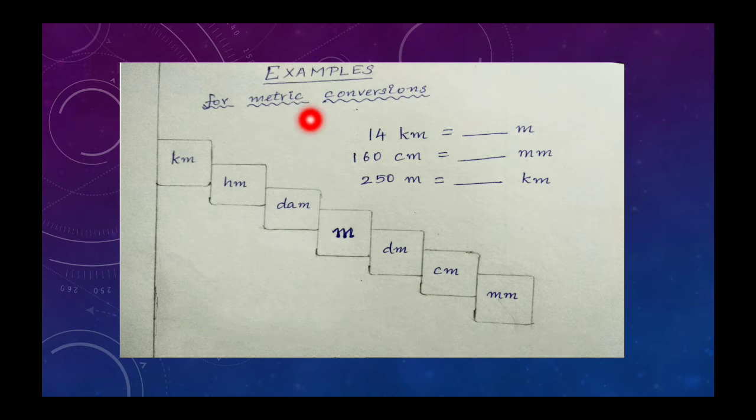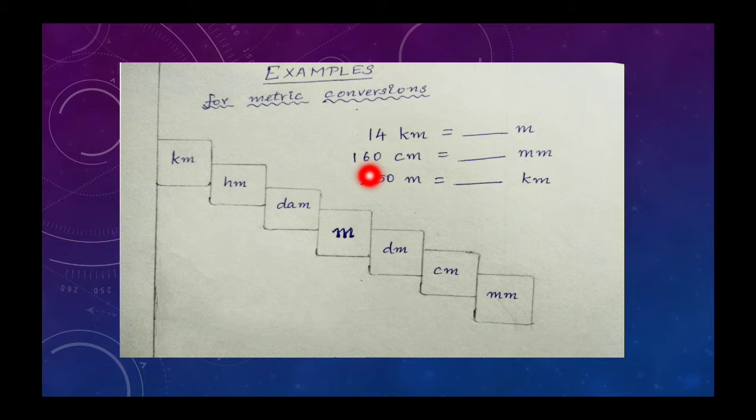Examples for metric conversions. Let us see the problems. 14 kilometer is equal to dash meter. So you have to convert the number in kilometer into quantity in meter.